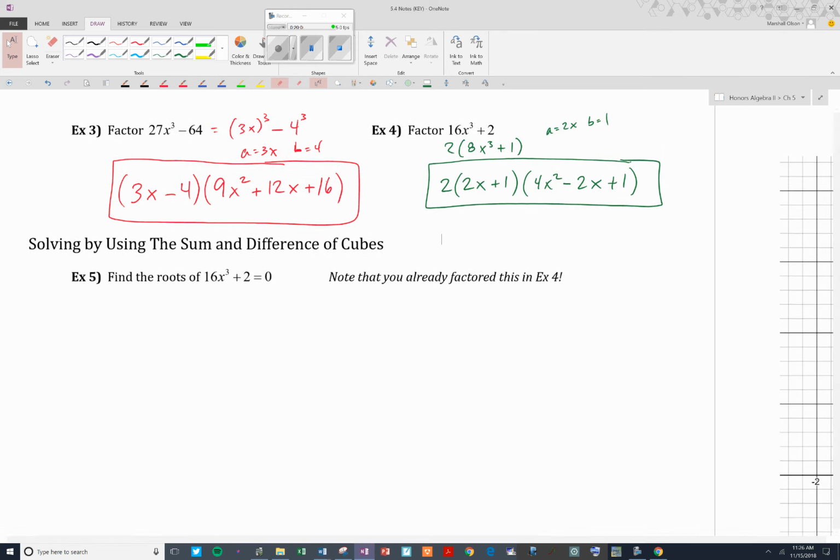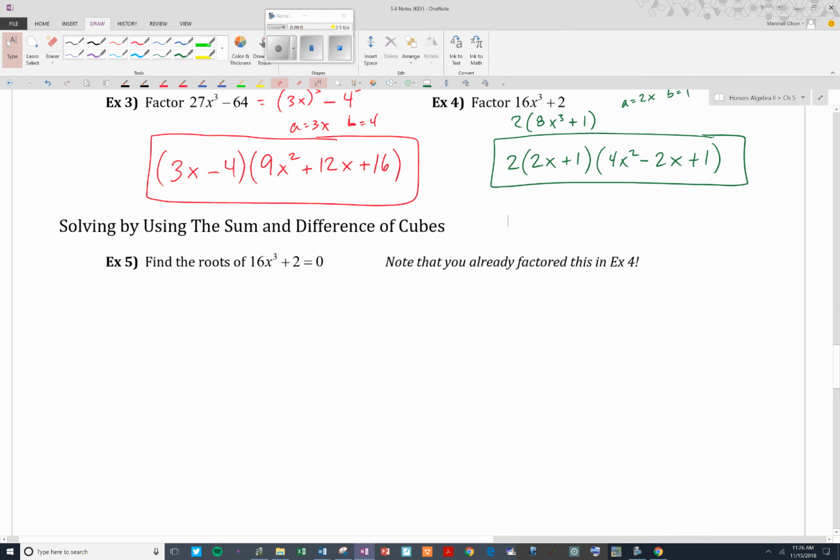All right, now we're going to solve using the sum or difference of cubes. We're going to use that same guy that we just had, which we already factored. So we know it's 2 times x plus 1, and then 4x squared minus 2x plus 1. This all equals 0. Well, we can get rid of that 2 because we're solving, so we can divide the whole thing by 2. We don't really need that anymore for the solving piece of this. So we're going to set each of these equal to 0. Okay, it wants us to find all the roots. So we have negative 1 from that guy.